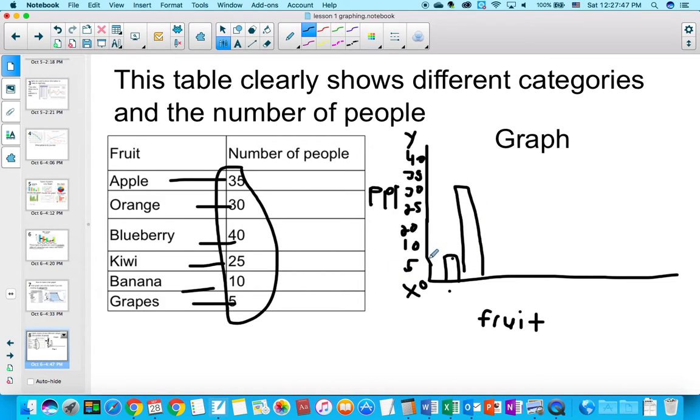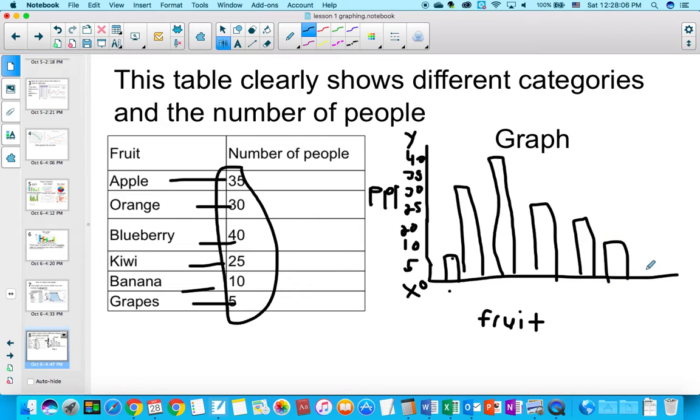And blueberry, please make your graphs look better than this. It's an ugly graph. It's got a little bit of a belly going. We got 25, and we got 20, and so on, so 10. And sorry, this was 35. Grapes were 5. There we go. And so you can see a pattern forming.